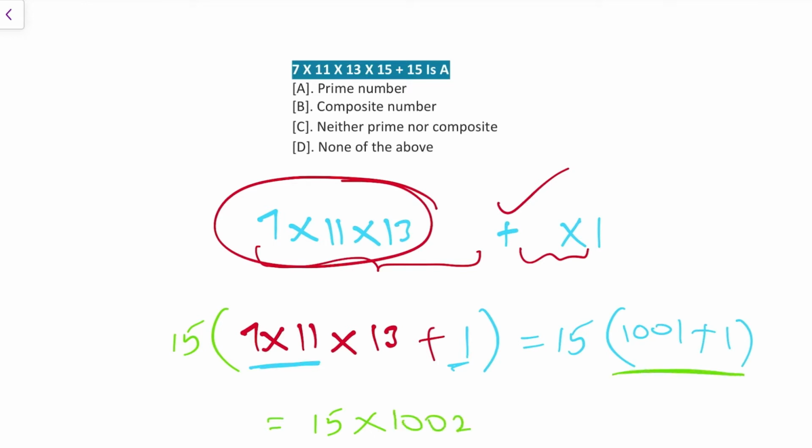Now we already know what a prime number and a composite number are. A prime number has only 2 factors, the number 1 and the number itself, whereas a composite number has more than 2 factors. Now observe 15 into 1002: 15 is a factor, 1002 is a factor, and every number has 1 as a factor as well as the number itself. So it has more than 2 factors, and definitely this is a composite number.